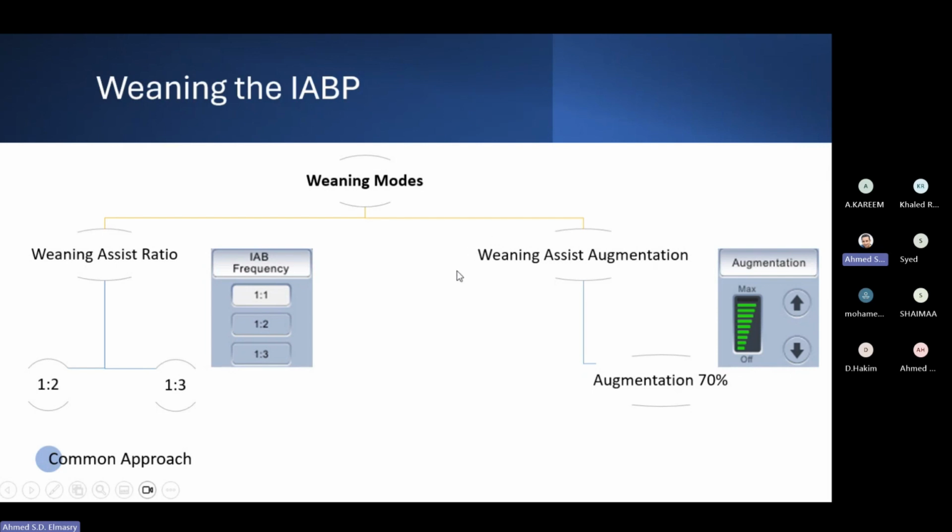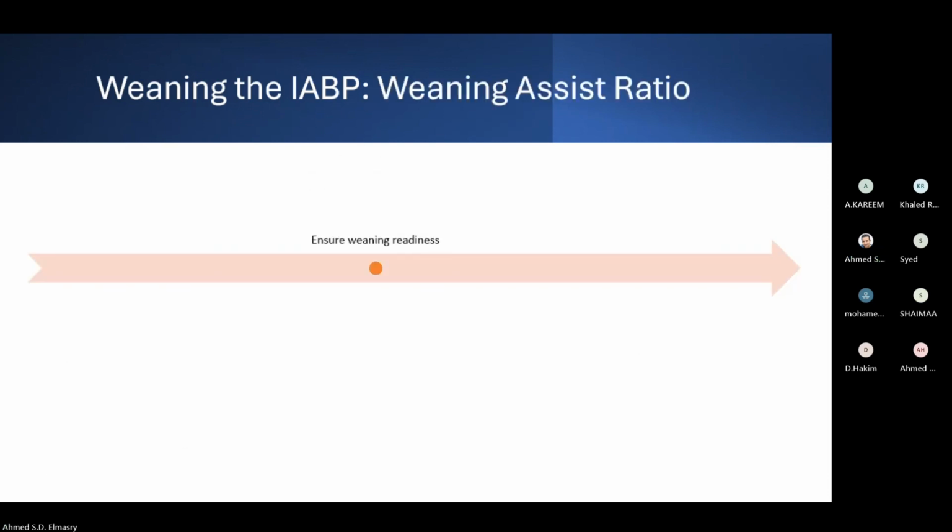And the less common approach is weaning the assist of the augmentation. So instead of augmentation 100%, we'll go to 90, then 80, then 70, and the least augmentation percentage that should be used is 70%, because below 70%, the risk of balloon thrombosis is increased.